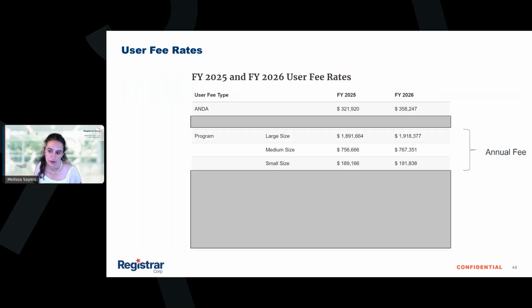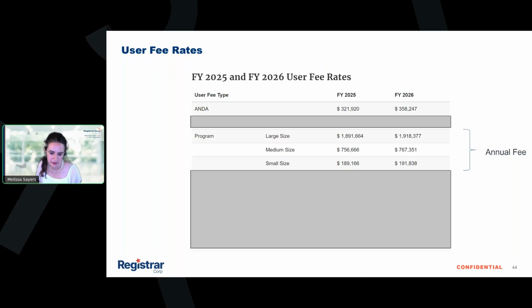So let's focus on the two keys associated with abbreviated new drug applications. The ANDA application fee is a one-time payment, which we stated already, and then the second is the program fees. And the program fees are based on the number of applications that have been approved for a company for its whole portfolio. So for those that have, I think it's 1 to 5, they have the small size, and they pay the annual fee respective for that fiscal year. So a small size ANDA organization will pay, for October 1st, $191,838.